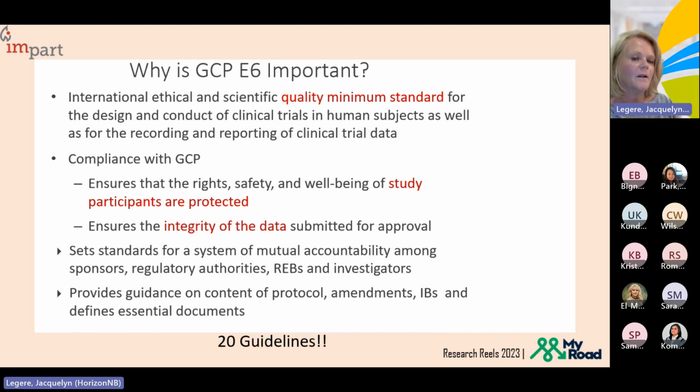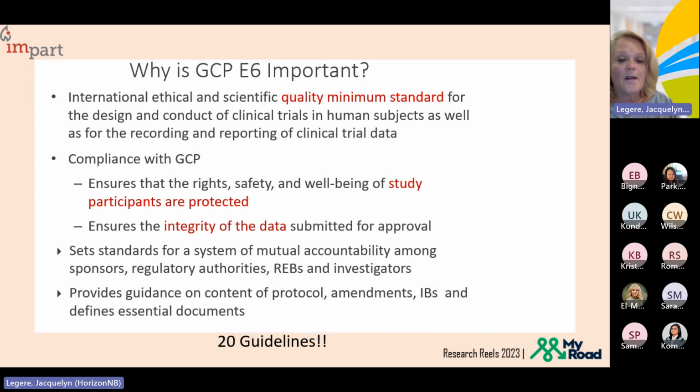So this is really about conduct. How do you safely and ethically conduct a clinical research study? If there's adherence with all the principles in good clinical practice, what that does is ensure that the rights, safety and well-being of study participants are protected, and the integrity of the data submitted to the regulatory authorities for approval is credible. So that data has integrity, it's got credibility, and the reproducibility is there as well.